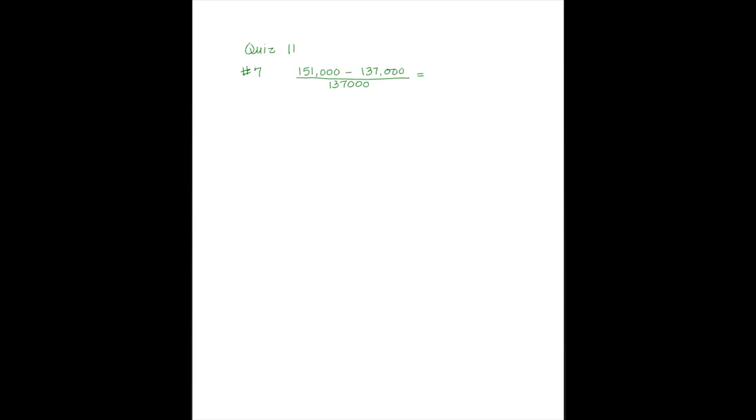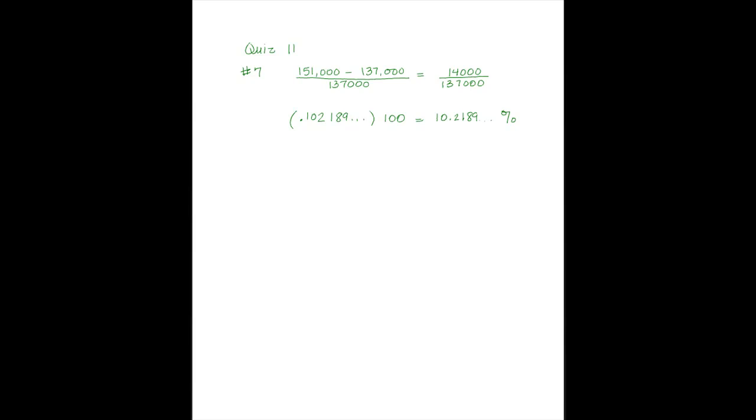When I do that, my amount of increase is 14,000. I'm dividing by 137,000. When I do that, I get a decimal value that's 0.102189, and it continues on, but I don't need to worry about the rest of it because it told me to round to the nearest tenth of a percent. So first of all, to convert this decimal to a percent, I'm going to multiply by 100. And that gives me 10.2189... percent.